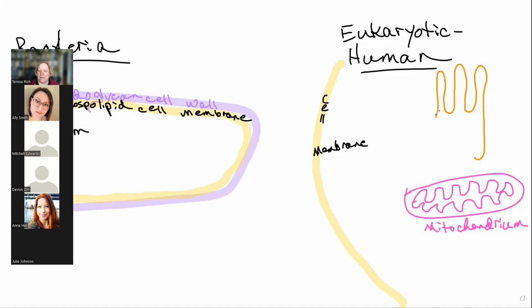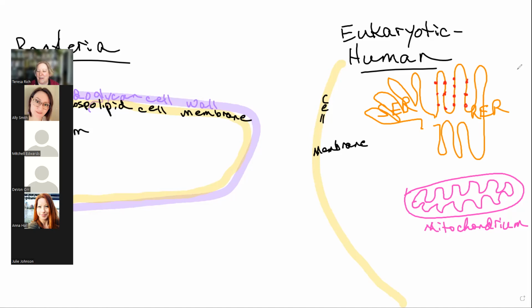And we have two kinds. Okay, what two kinds do we have? Rough and smooth. Okay, and what do they do? What does rough do? What is it studded with that makes it look rough under the microscope? Got the ribosomes in it. Very good, ribosomes. And what do ribosomes do? Let's go ahead and get some free floating ribosomes out here.